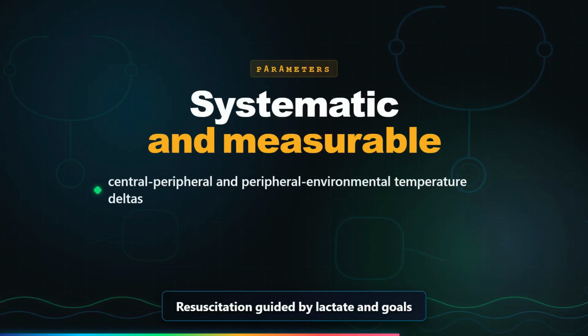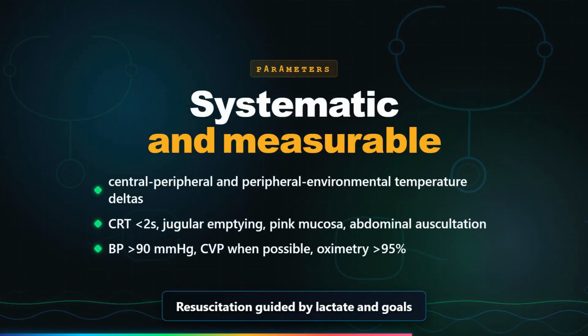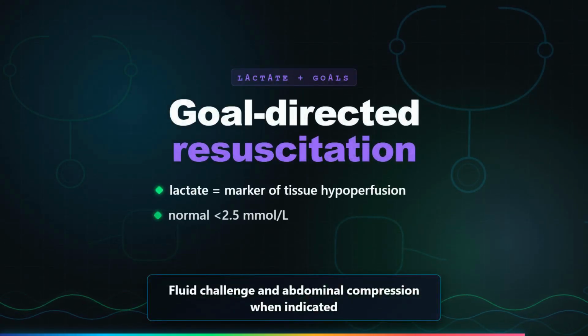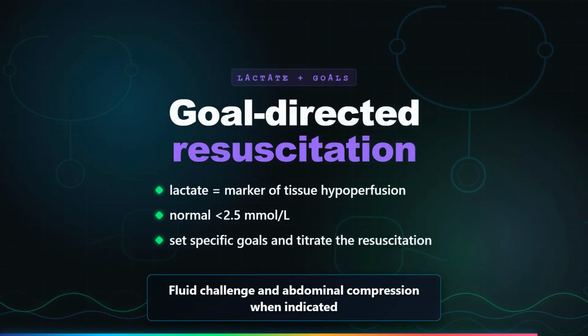And very important, resuscitation based on the lactate curve and on goal attainment is the most recommended currently. Lactate is a marker of tissue hypoperfusion. Normal is below 2.5 millimoles per liter. You establish specific goals and titrate your resuscitation to achieve them. At this point, it may be necessary to perform a fluid challenge, a fluid bolus to assess volemic response, or abdominal compression to mobilize blood from the splanchnic territory.